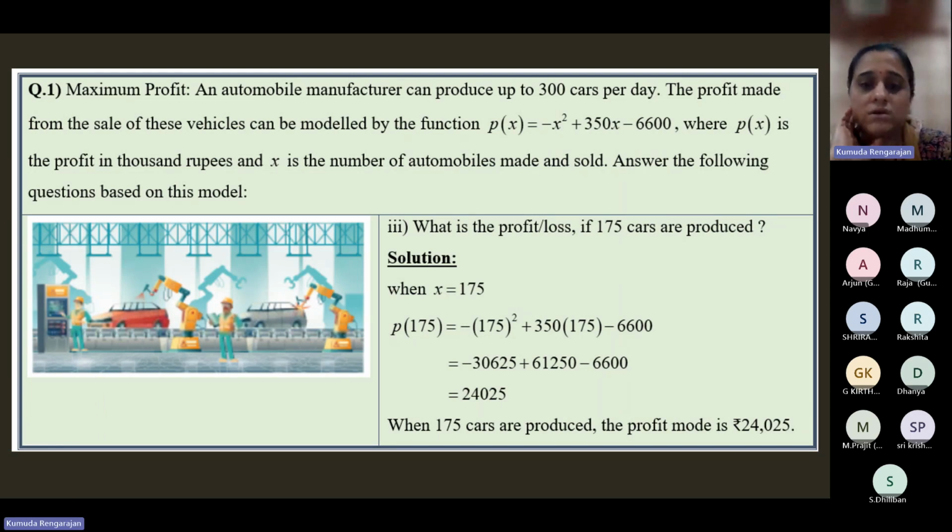Okay. So when 175 cars are produced, the profit made is 24,025 thousands of rupees. That's the profit made. Made, not more, made.